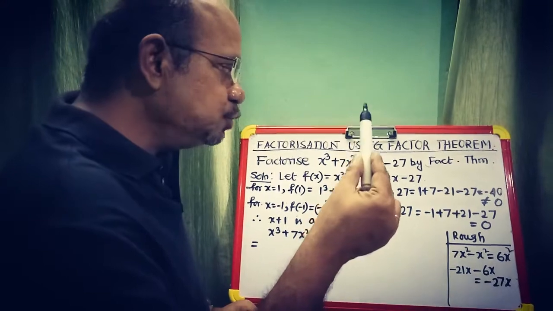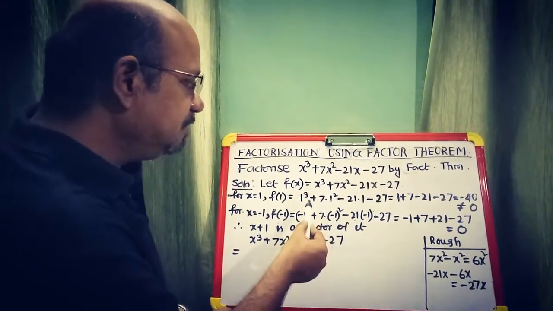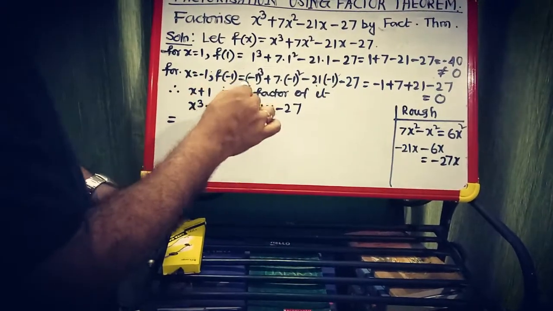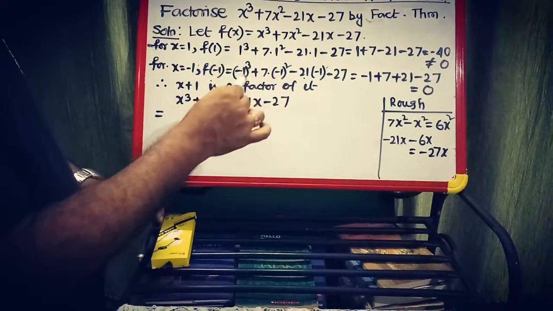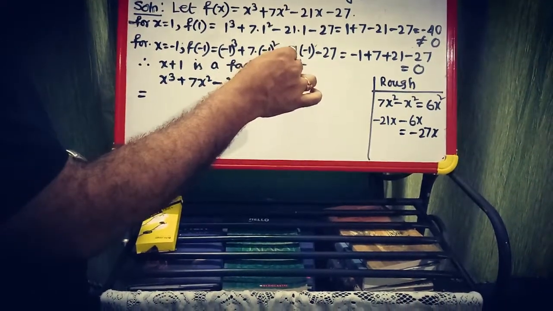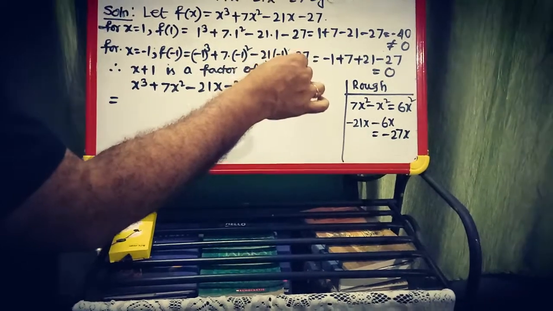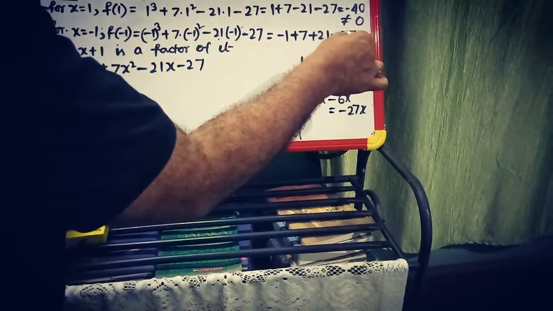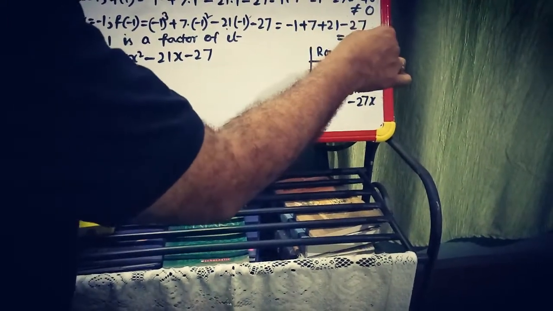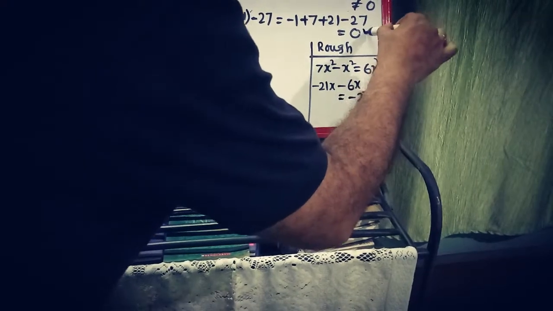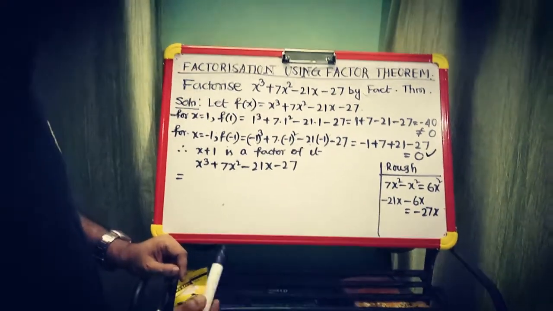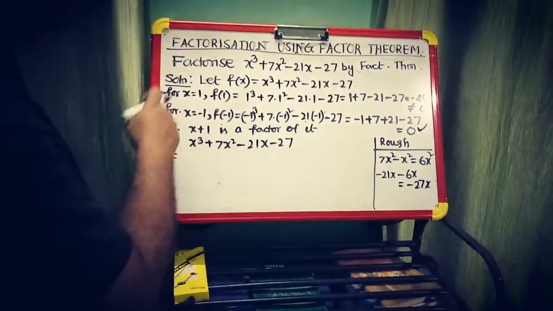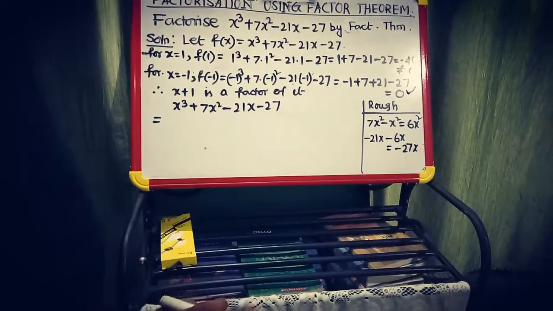Instead of going to x equal to 3, I am checking it with x equal to minus 1. For x equal to minus 1, f(minus 1) is minus 1 cube plus 7 into minus 1 square minus 21 into minus 1 minus 27. That is minus 1 plus 7 plus 21 minus 27, minus 28 plus 28, which gives you 0. We have got what we require. That is, for x equal to minus 1, f(x) is 0. Therefore, x plus 1 is a factor of it.